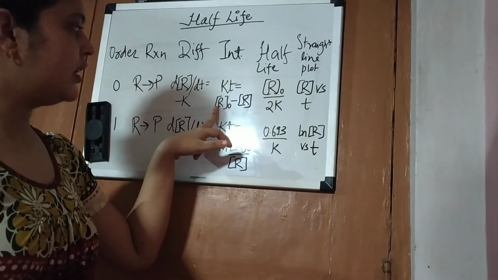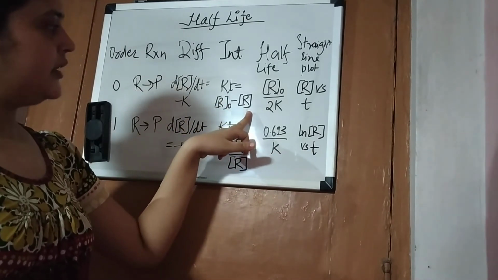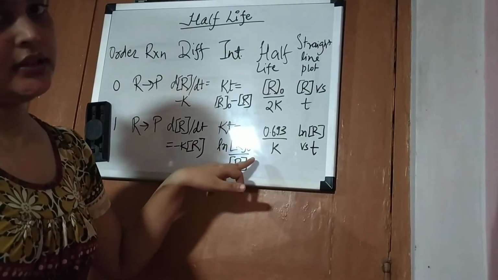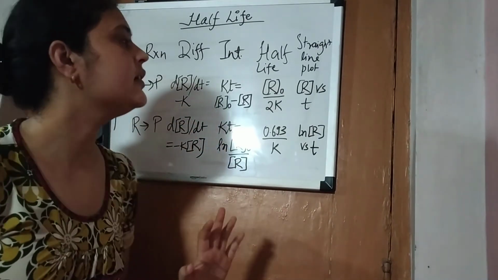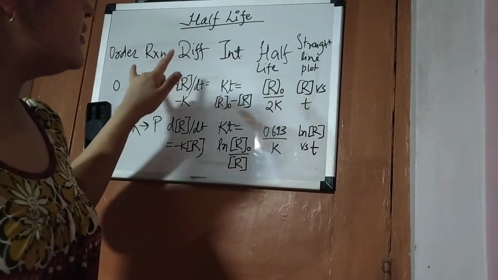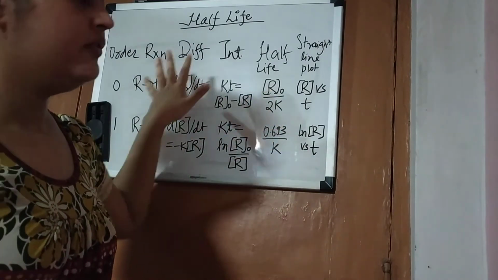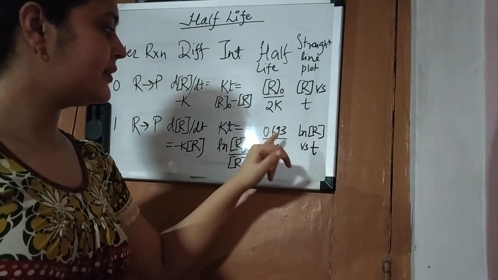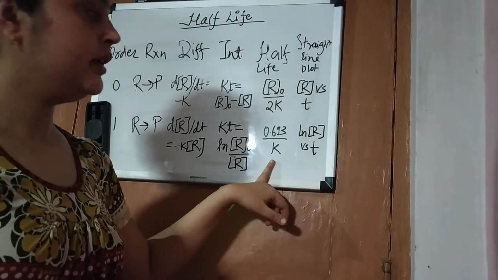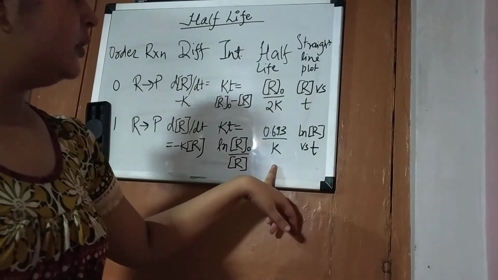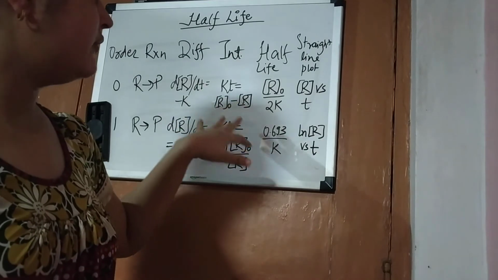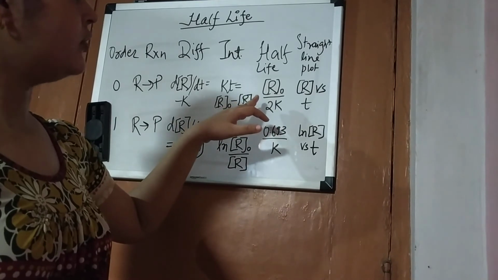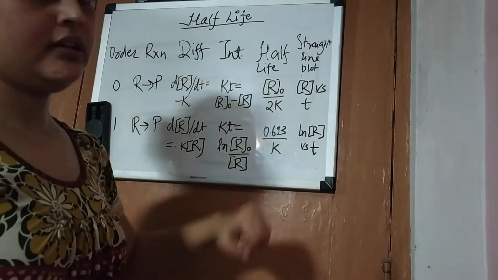So here it was R naught minus R for zero order reaction, but here kt is equals to ln R naught upon R, and R naught is the initial concentration of reactant, R is the final concentration of the reactant. Half-life for zero order reaction is R naught upon 2k. We have just derived this in this video. And half-life for first order reaction is 0.693 upon k, right? And k is the rate constant. So in first order reaction, the half-life is independent of concentration of reactant. But for zero order reaction, it was dependent on the concentration of reactant, and it was directly proportional.